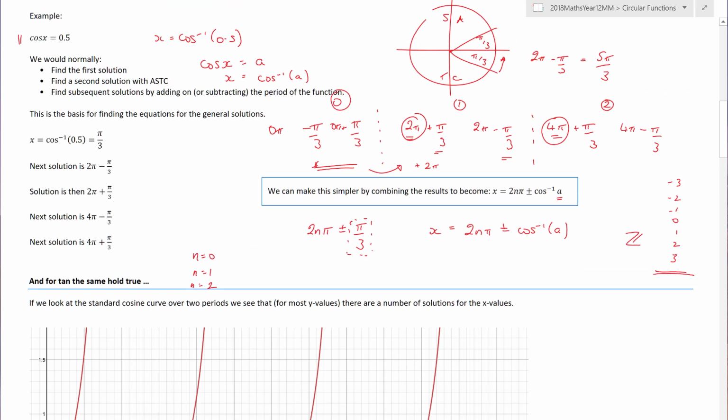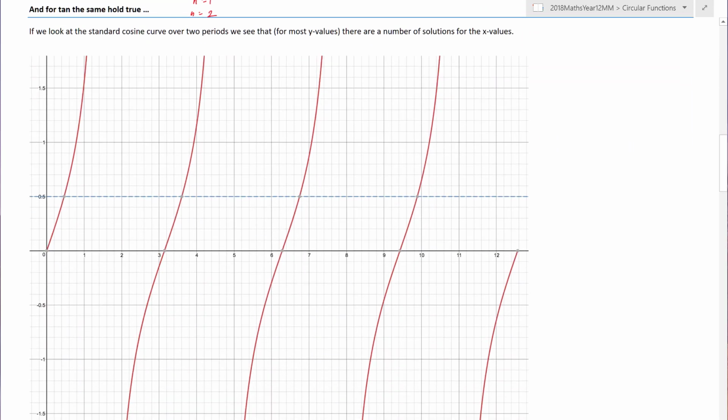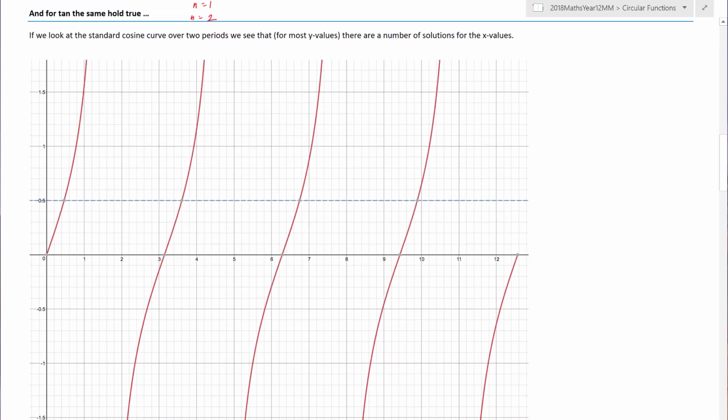Wow. And actually, ladies and gentlemen, that is the basis for making life so much easier for ourselves. This comes up in every exam, all right? You need to be able to understand that cosine basically needs this formula here. So I would be writing that in my formula book. The same is absolutely true for tan.